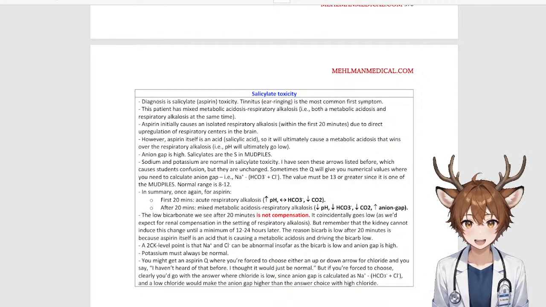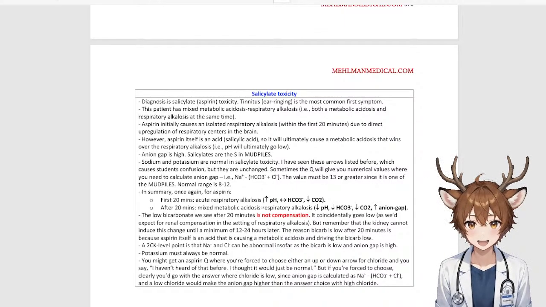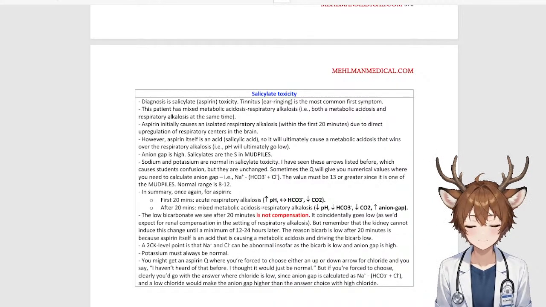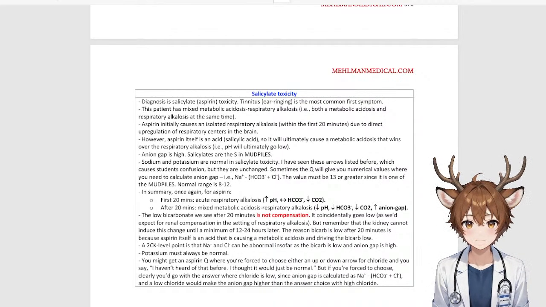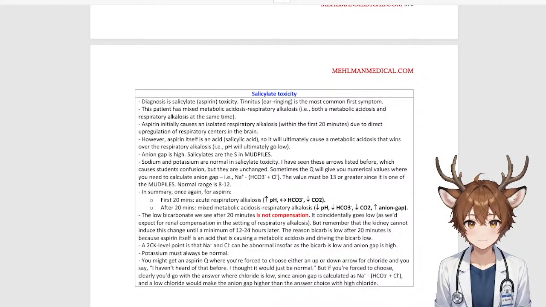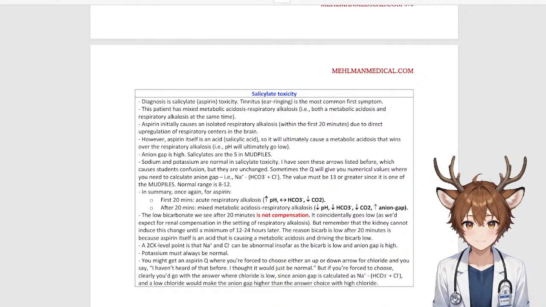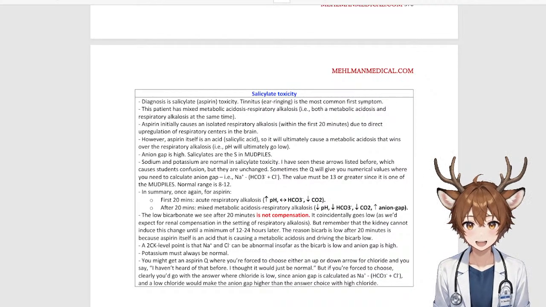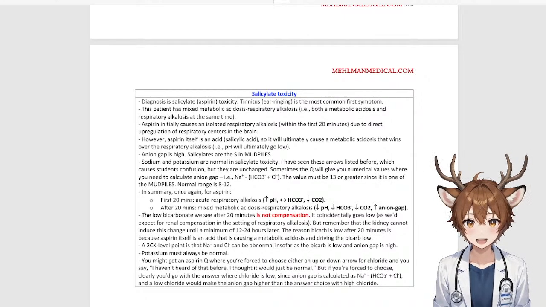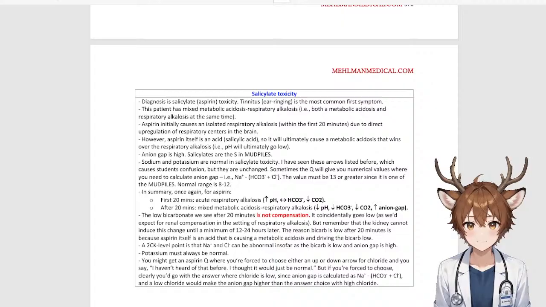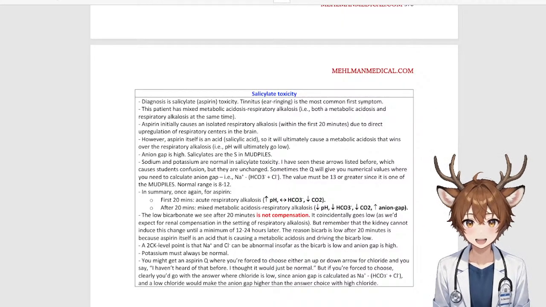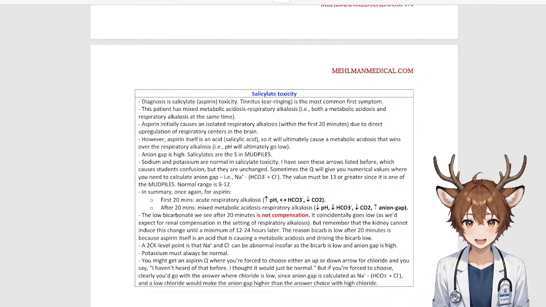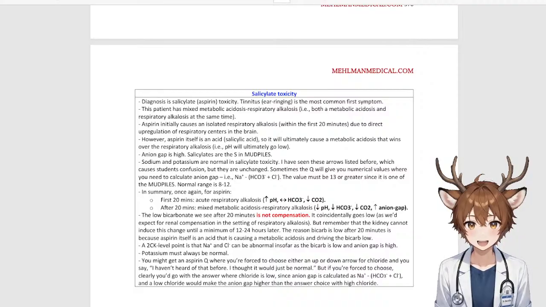A second-order point is that sodium and chloride can be abnormal insofar as the bicarb is low and the anion gap is high. Potassium must always be normal. You might get an aspirin question where you're forced to choose between either an up or down arrow for chloride, and you say, I haven't heard of that before, I thought it would be just normal. But if you're forced to choose, clearly you'd go for the answer where the chloride is low, since the anion gap is calculated as sodium minus (bicarb plus chloride), where bicarb plus chloride is in parentheses and you subtract all of that from sodium. So if you had to choose, choose low for chloride, and a low chloride would make the anion gap higher than the answer choice with a high chloride.